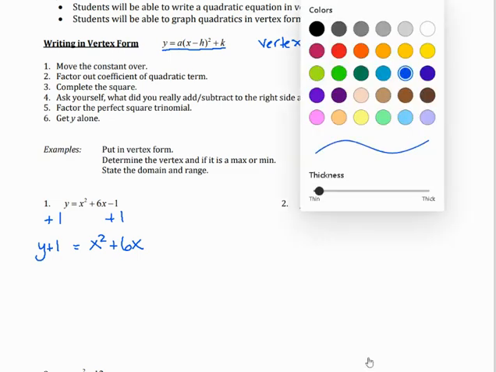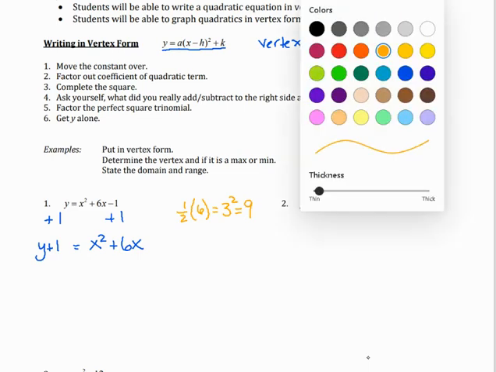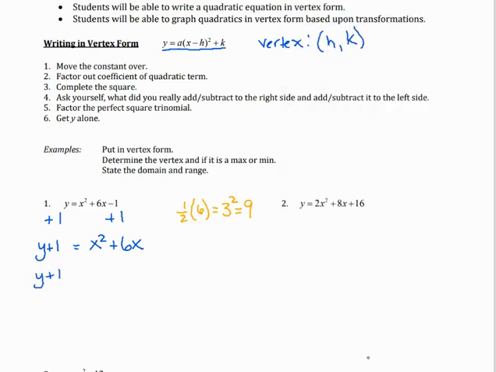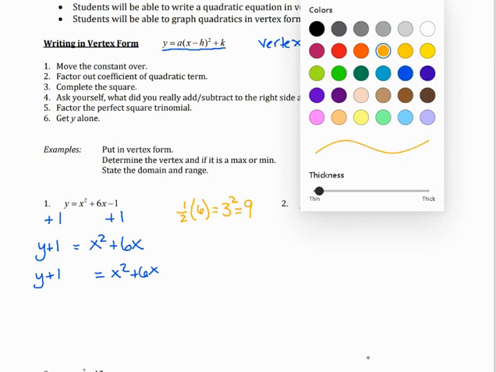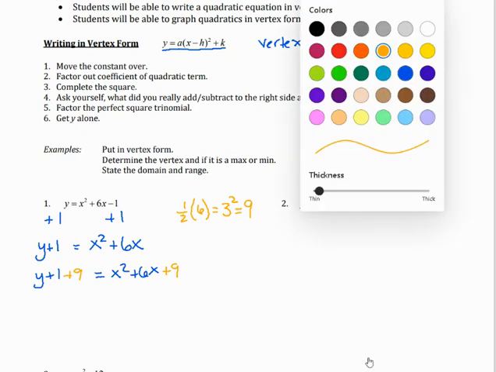So I'm going to grab a different color, and to complete the square, we take half of our b value. In this case, it's half of 6, which is 3, and we square that, which makes 9. What we're going to do is add that to both sides. So we will have y plus 1 and x squared plus 6x, but I'm going to add that 9 to both sides.